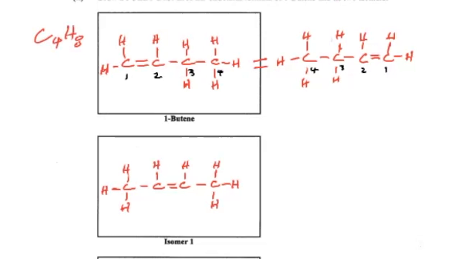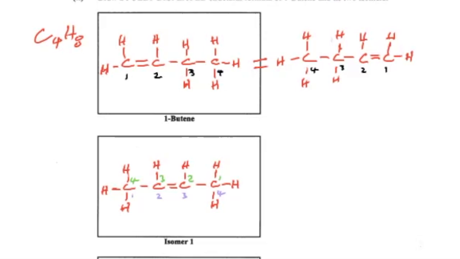Isn't that a different structure? Same MF, but different SF. Is that a different arrangement? Whichever side you count from, I want to decorate this. So this is carbon 1, carbon 2, carbon 3, carbon 4. We can also count from the other side, and if we do, we can get carbon 1, carbon 2, carbon 3, carbon 4. Whichever side you count from, you will end up with a carbon-carbon double bond at carbon number 2.